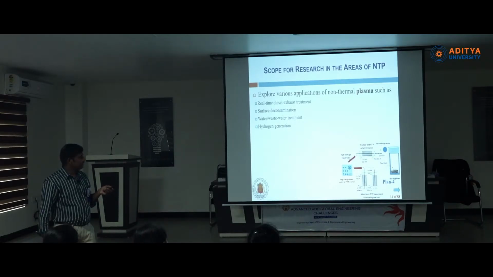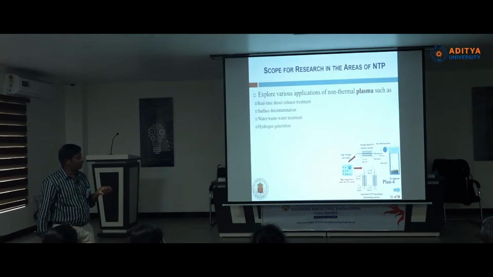Then hydrogen generation also from a biodigester. From the biodigester you can take the biogas and then, using a catalyst, you can separate the hydrogen. It is already being done, but catalyst efficiency can be increased by cascading non-thermal plasma reactors with it. Then hydrogen rich gas you can generate. So hydrogen generation can also be done.